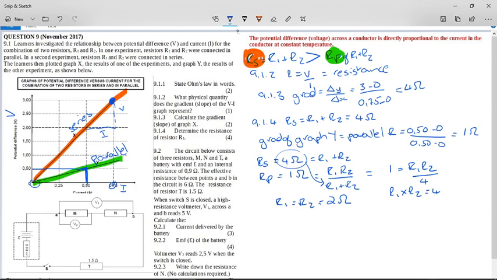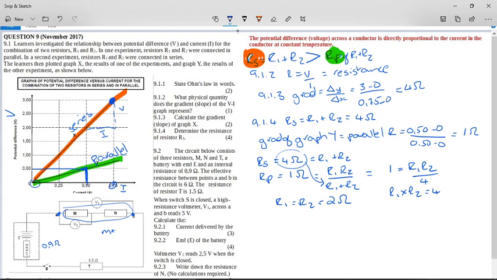Now it says to you, the circuit below consists of 3 resistors, M, N, and T, with a battery with an EMF E and an internal resistance of 0.9 ohms. Okay, I'm just writing it bigger because I can't read my tiny diagram. It says to you the effective resistance between points A and B in the circuit is 6 ohms.